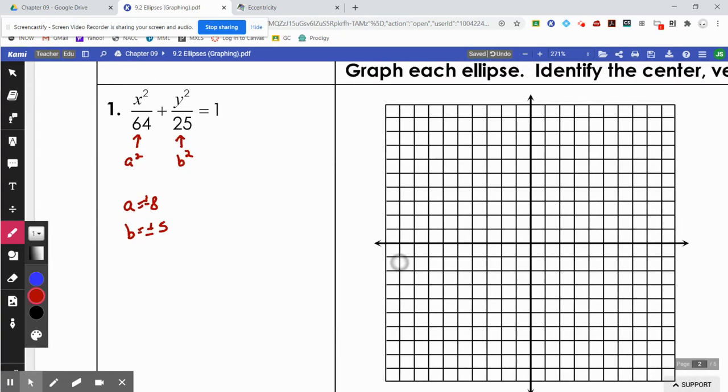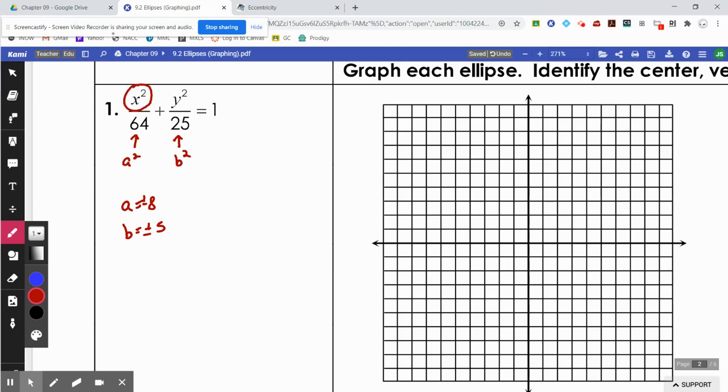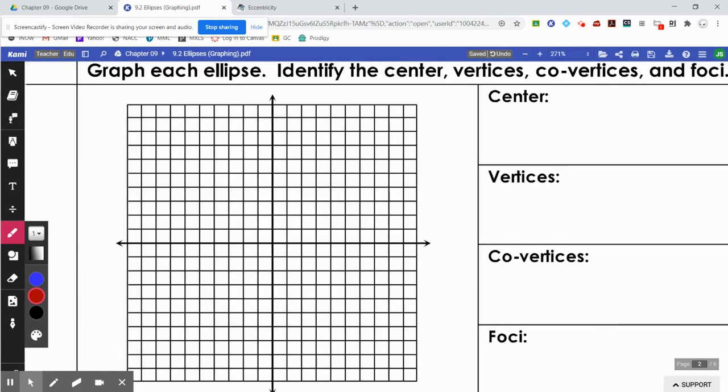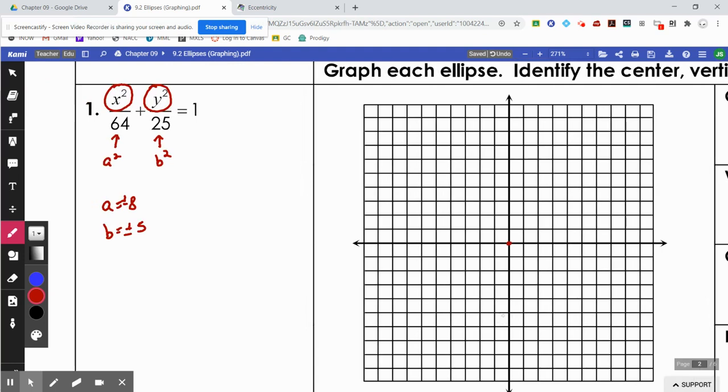We should have probably talked about it first. Look and see if there's any transformations, any pluses and minuses on the x and y's. If there are no transformations, then our center is located at (0, 0). So here's the center. If the larger number is under x, then this is going to be a horizontal ellipse, and that's the case here. If the larger number is under the y, then it's a vertical ellipse.